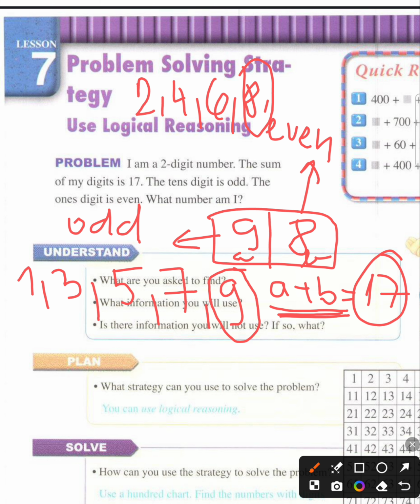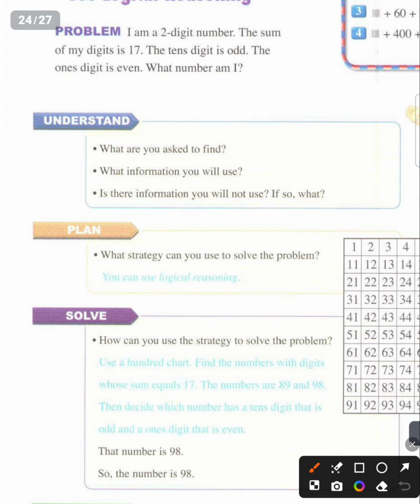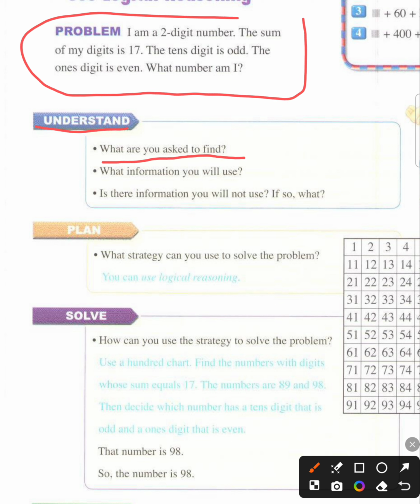The easier way to find the solution is to think in this way. What do they say to us? We must understand what we are asked to find. It means read this problem carefully 5-6 times, and then you must know what a 2-digit number means, what the sum of my digits means, what it means that a digit is odd, and what it means that a digit is even.